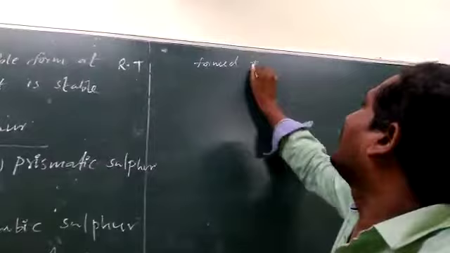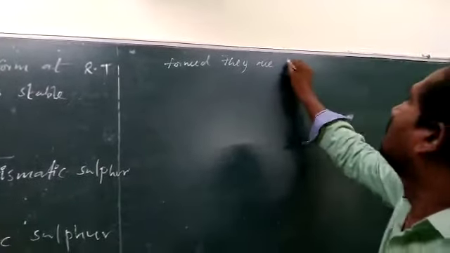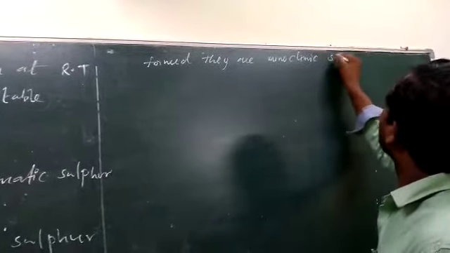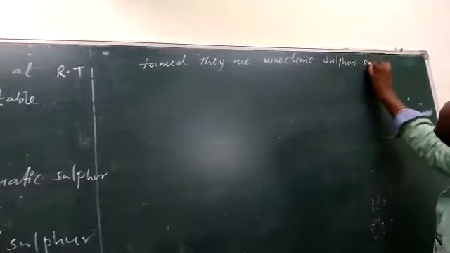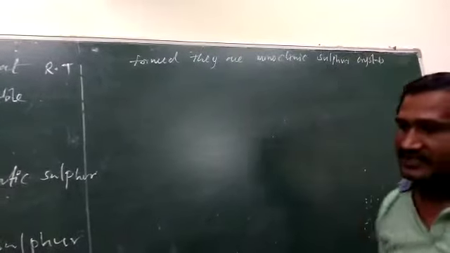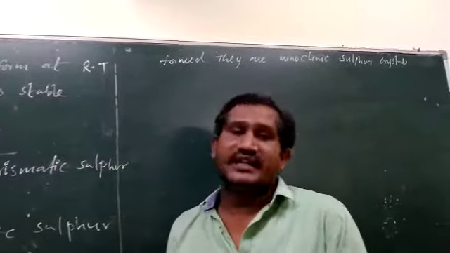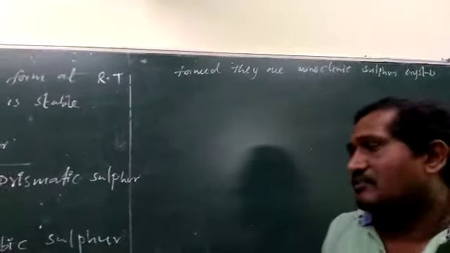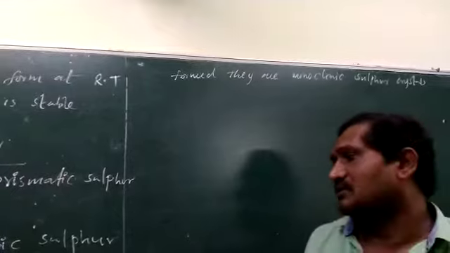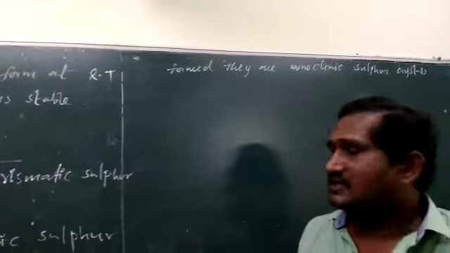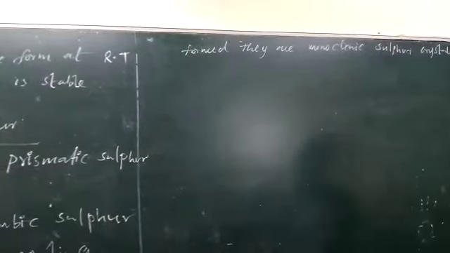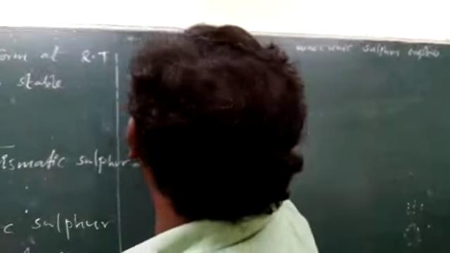So needle type crystals are formed. They are monoclinic sulfur crystals. So here, first in a dish you should take rhombic sulfur. After melting this rhombic sulfur in the dish, it is cooled. By cooling, a crust is formed. After removing the crust, colorless crystals are formed. Those crystals are monoclinic sulfur crystals.